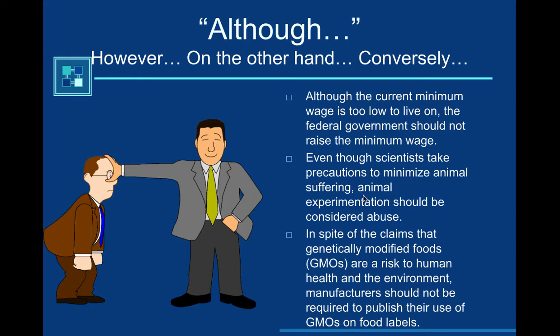So again, I'm going to prove that it is abuse. The other side says it's not abuse because scientists actually take precautions to minimize their suffering. So it's not abuse. That's their main argument. And then here is my last example. Again, down here is my position statement. Manufacturers should not be required to publish their use of GMOs on food labels. That is what I'm trying to prove.